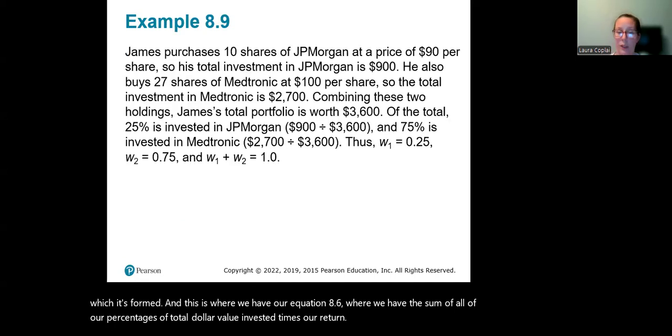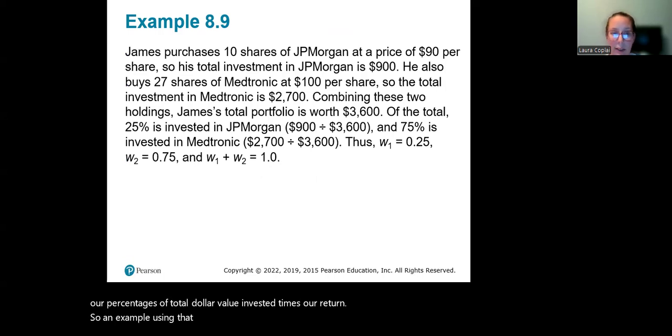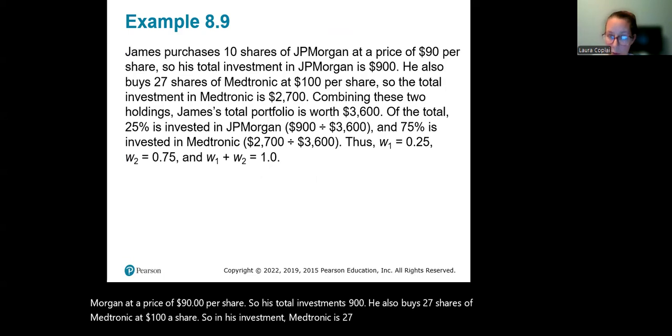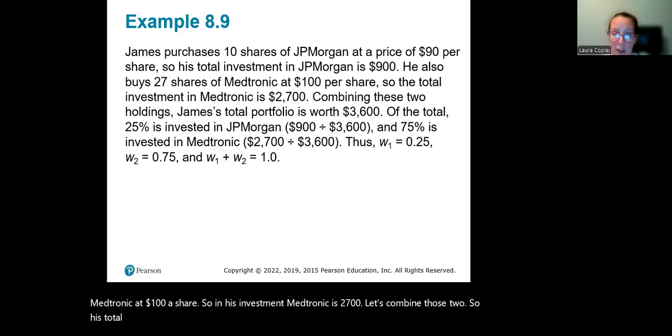So an example using that equation, we're going to look at James, who purchases 10 shares of JP Morgan at a price of $90 per share. So his total investment is $900. He also buys 27 shares of Medtronic at $100 a share. So his investment in Medtronic is $2,700. Let's combine those two. So his total portfolio is worth $3,600.